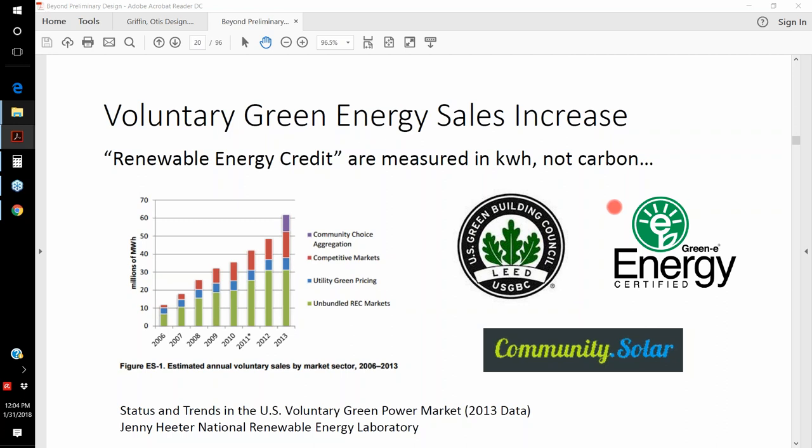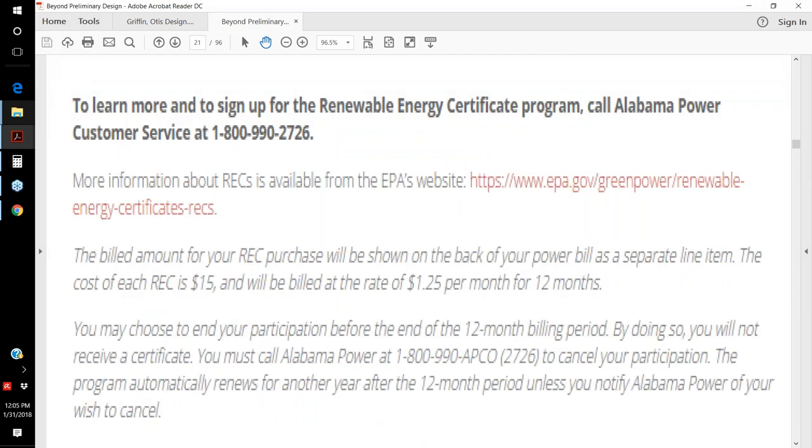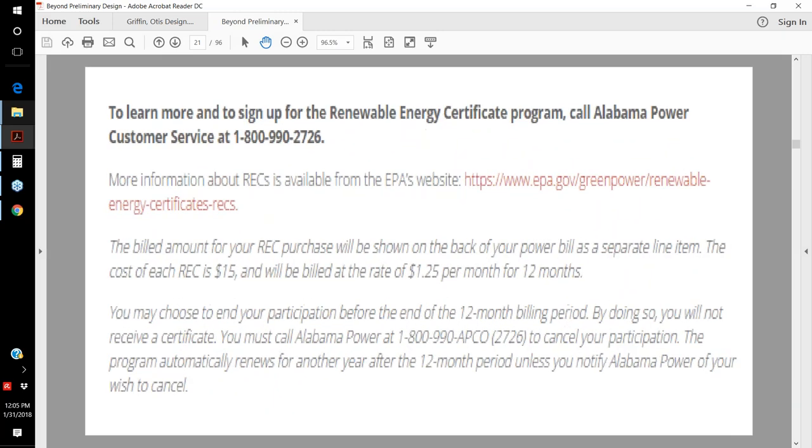And then there's a standard for voluntary green energy sales called the Green-e National Standard. Green-e is not a governmental institution. It's a private certification. When federal buildings require renewable energy credit purchasing, they adhere to the green energy standard. They say you have to have Green-e or equivalent. And if you go to the Green-e website, they'll have rules and regulations that you can pore through. We'll take a look at that in a little bit.